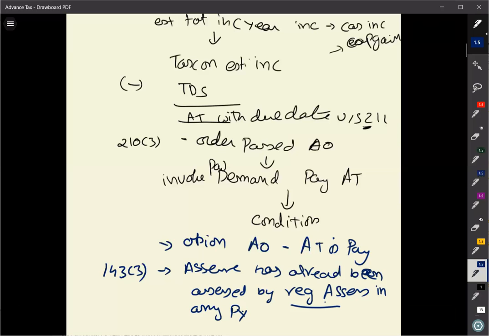So in any year, if your assessment has been done under regular assessment, then by default, if you are not paying any advance tax, what will happen? The assessing officer will issue a notice to you asking you to pay the amount of advance tax, if anything is there.